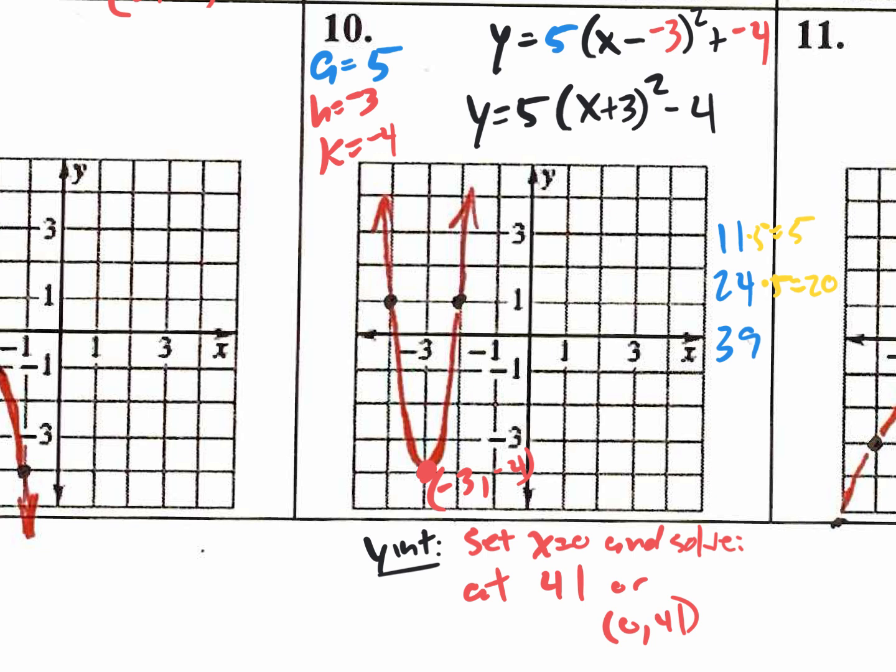The axis of symmetry is x equals -3, the vertical line crossing right through that vertex. The range is y is greater than or equal to this k value, -4, because the a value is positive. Or you could visually see that it starts existing at the y value -4 and above.